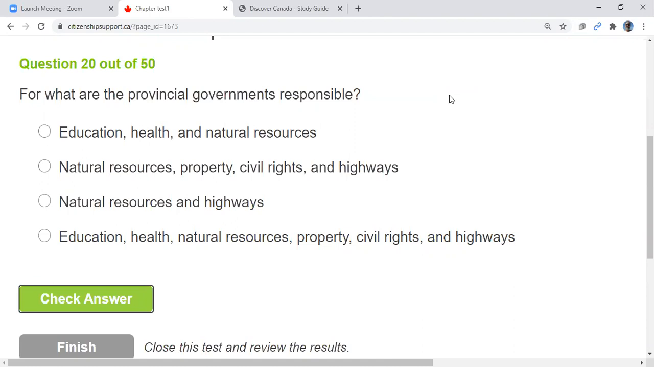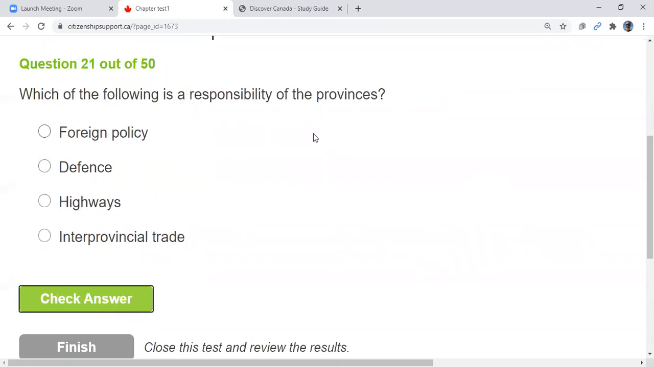Okay. For what are the provincial governments responsible? Number 4, education, health, natural resources. Very good. Again, very fast. Everybody's doing these very fast. Very good. And then, so we're back to Zaniba now, please.